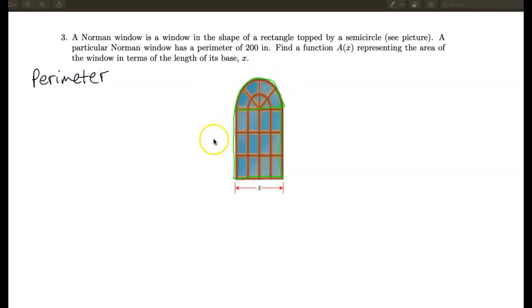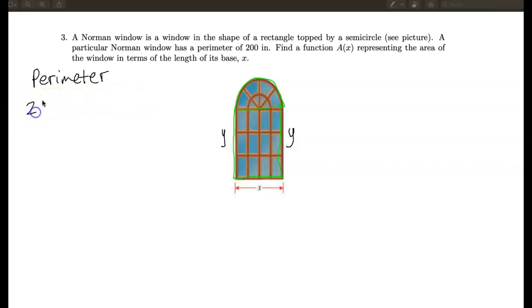The perimeter means we want to add up all the sides. We don't care about this part here. We're just interested in the top part of the circle, and then these two heights, and then this length. I'm going to go ahead and call this y, and then there's two of them. And we know that the circumference of a circle, using the diameter, is pi times x. We could just as well use the radius, but I'm going to stick with the diameter. And just remember it's divided by 2 because it's half of a circle.